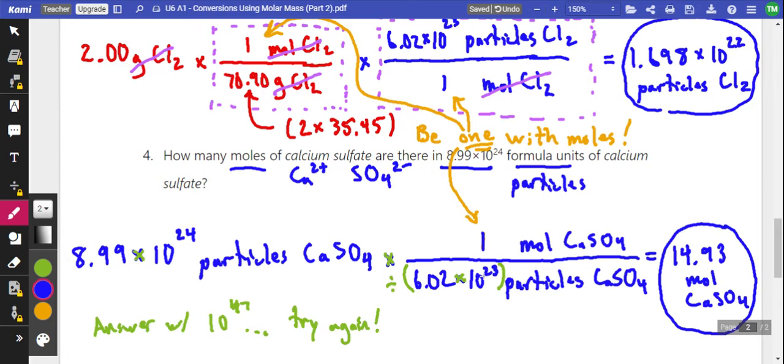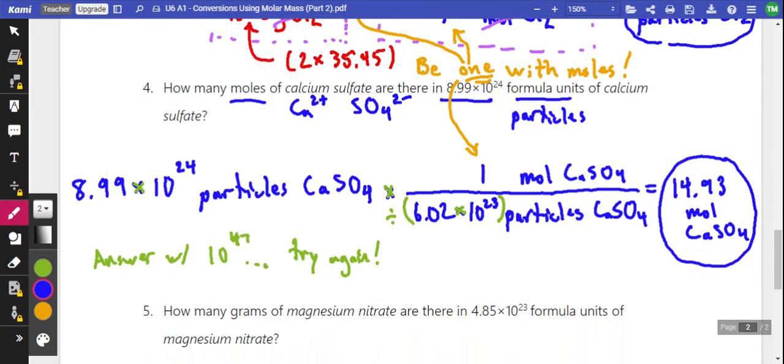If particles is on the bottom of your fraction bar, put the whole thing in parentheses. Okay, and it doesn't hurt to put it in parentheses otherwise too. It's not going to make anything go wrong. It can only help you make it go right. So put the 6.02 times 10 to the 23rd in parentheses, especially if you're dividing by it.